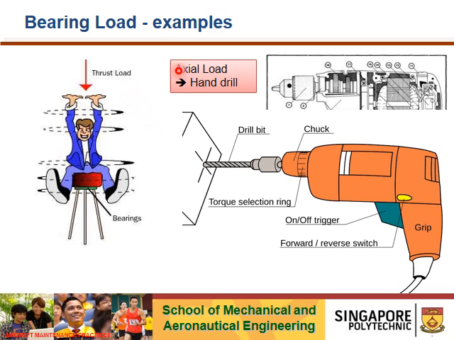Another example of bearing loading. We're talking about axle loading in this slide. When a person's weight is on a chair where it's spinning, the weight of the person acts as a thrust load or axle load. The same goes for the drill gun. When you drill, you push towards the drill bit to cut the block, and you introduce axle load onto the hand drill bearing.